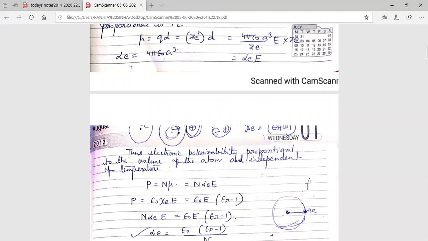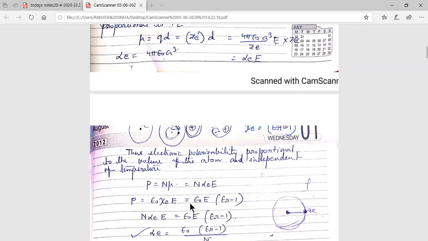If it is given, prove that alpha E equal to this, or prove the relation between alpha E and the dielectric constant, that is, electronic polarizability and dielectric constant. So you have to prove this equation. This is a short type question.